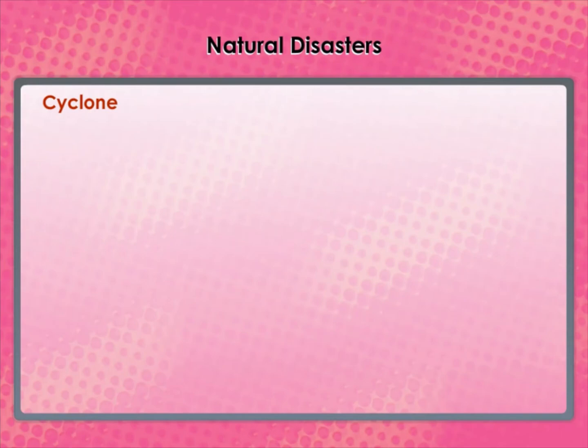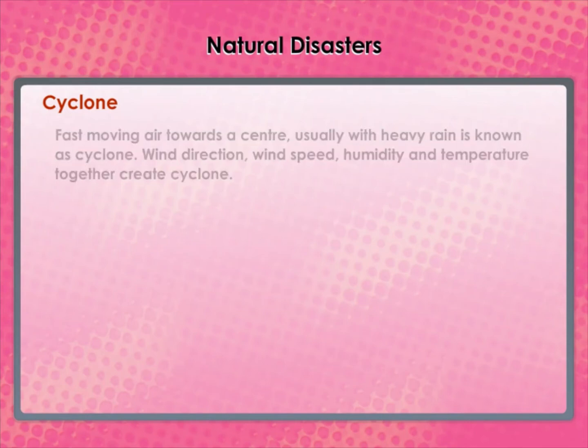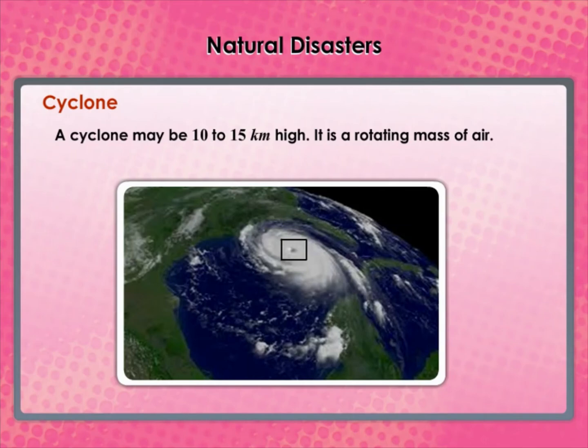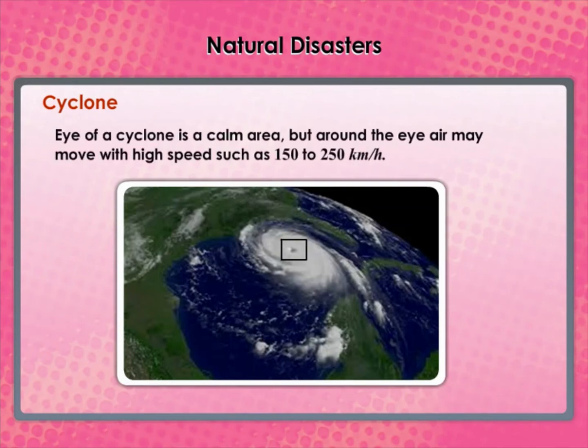Secondly, let us see about cyclone. Fast-moving air towards a center, usually with heavy rain, is known as cyclone. Wind direction, wind speed, humidity and temperature together create cyclone. The center of the cyclone is called eye. A cyclone may be 10 to 15 kilometers high. It is a rotating mass of air. The diameter of the eye may vary from 10 to 30 kilometers. The eye of a cyclone is a calm area, but around the eye, air may move with high speed such as 150 to 250 kilometers per hour.